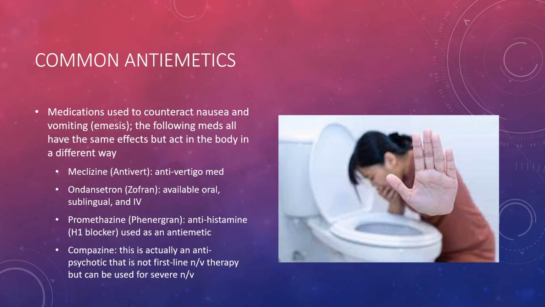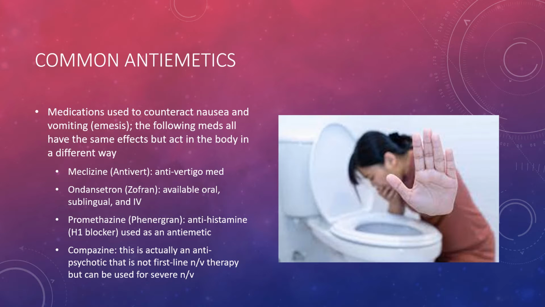Common antiemetics. So emesis is vomit. These are medications to counteract nausea and vomiting. The following medications all have the same effects in that they help prevent or cease the urge to vomit. However, they act in the body in different ways. So there's meclizine or Antivert. This is an anti-vertigo medication.